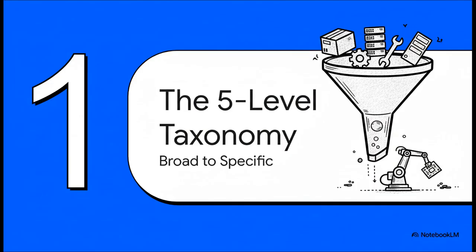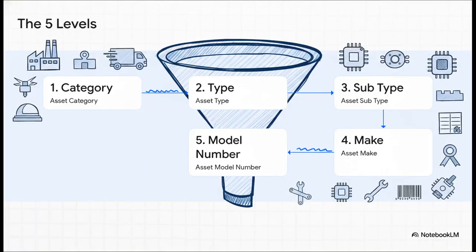Okay, so the whole system is built around something we call the 5-level taxonomy. The best way to think about it is like a funnel. We start really broad at the top and get more and more specific as we go down. Here they are, the 5 levels that every single asset passes through. We start with asset category, then move to type, then subtype, then the make, and finally we nail it down with a specific model number. See? It's just a logical path from general to very, very specific.